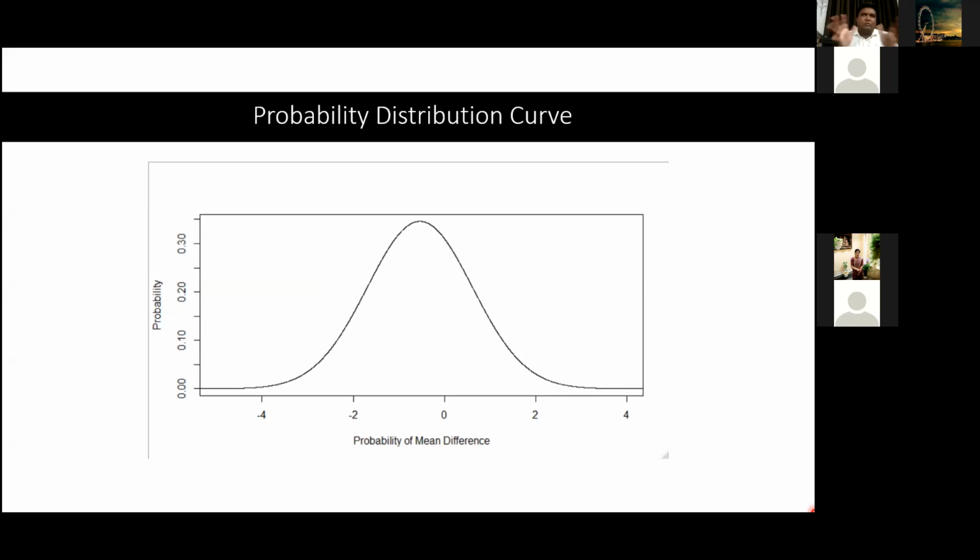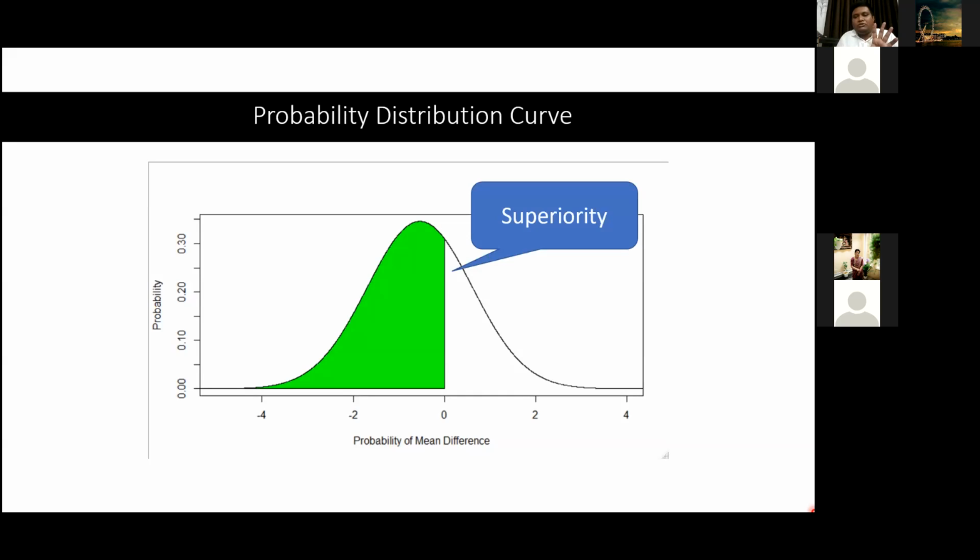If you remember from the previous slides, I told you that in a superiority design, it's the probability of the results crossing the zero mark. That's the probability which we will be calculating for a superiority design. Whereas for a non-inferiority study, it is the probability of the results crossing the non-inferiority margin here. So basically, it's the probability of the result crossing -3 and not 0.